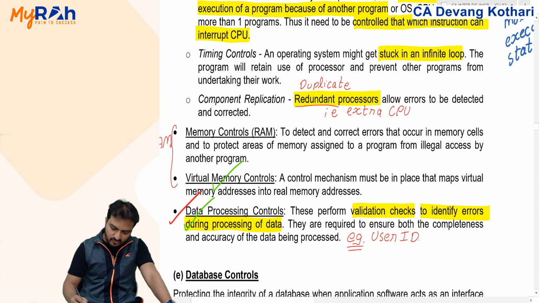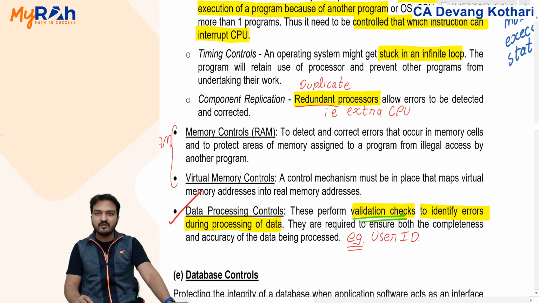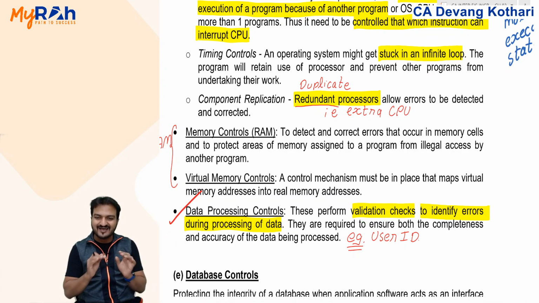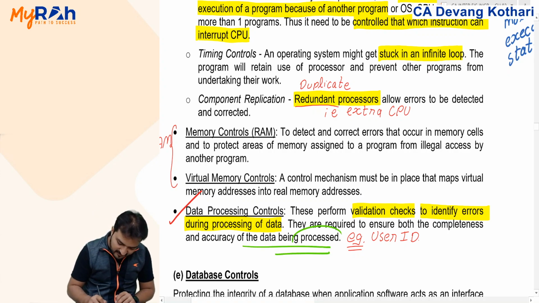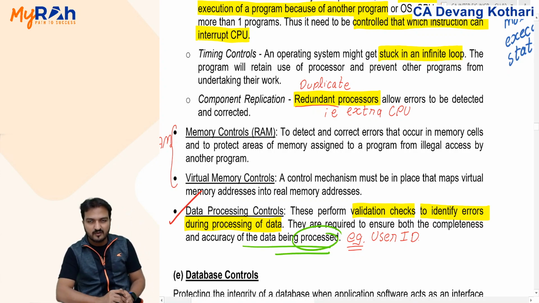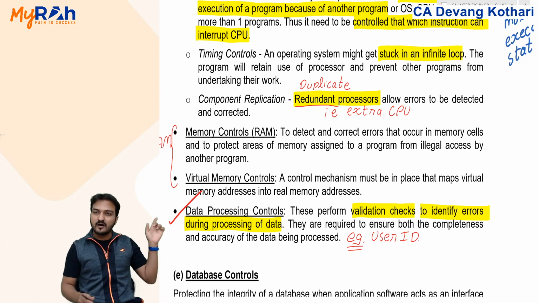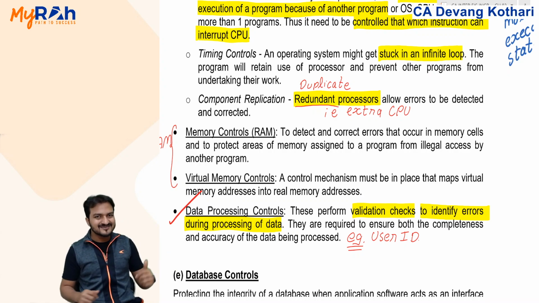Data processing controls involve a validation check. Again, validation check, but remember this time it was checking the validity not at the time of input, but checking the validity of the data that is being processed. In case of input controls, for validation controls, I gave the example of the name field. But here under process controls validation, I give the example of user ID. We already discussed that earlier.